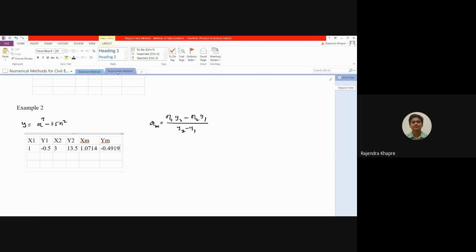So we got now two values. Now we have to keep on iterating until we get the correct solution. Since this value is negative and this value is also negative, I'll keep the positive value as it is, plus 13.5. Let me put a sign also over here. This was plus, so I'm going to change this value to 1.0714, such that the corresponding y value is minus 0.4919. Can you tell me the value of xm and ym please?